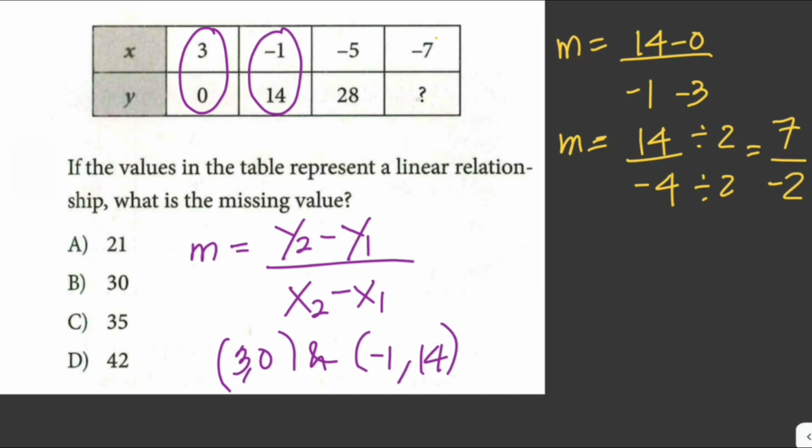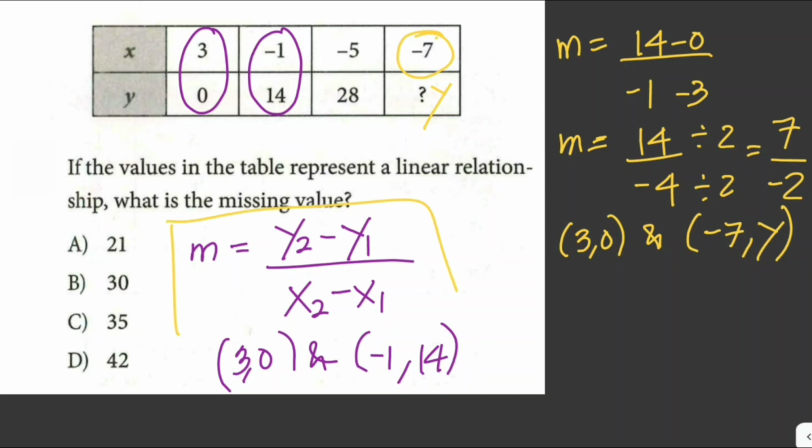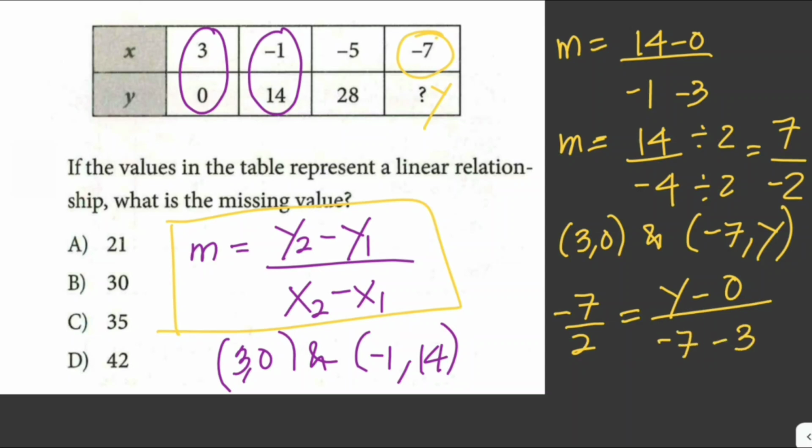Then we can solve for the value of y here given the value of x, which is equal to negative 7. So let's choose 3, 0 and negative 7, y. So let's use the slope formula again. We already have the value of slope, which is negative 7 over 2. So this is just equal to y minus 0 over negative 7 minus 3.